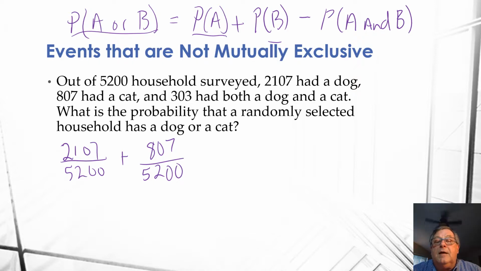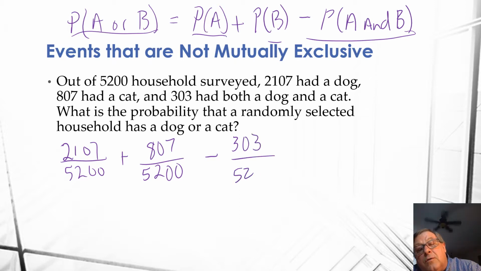And here's the event that could happen at the same time. Some households had both a dog and a cat. It's something that could happen at the same time. And how many was that? Well, that's the probability of A and B, and we're going to subtract that. So now we've got minus 303 out of 5,200. And we just add all this stuff up. The denominators are all the same, so I can just add away: 2,107 plus 807 minus 303.